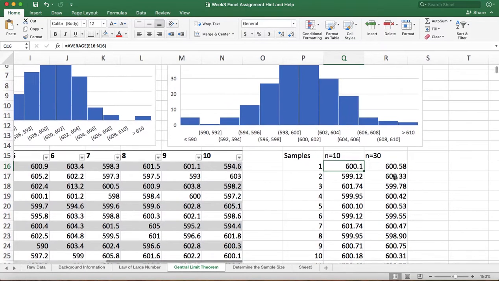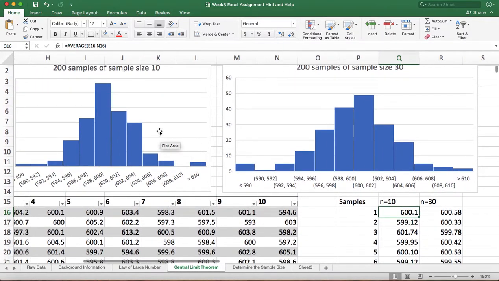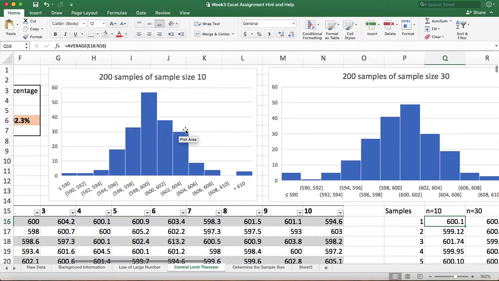200 means of sample size 30. This is the distribution. Look at these two distributions. They look pretty close to a normal distribution.